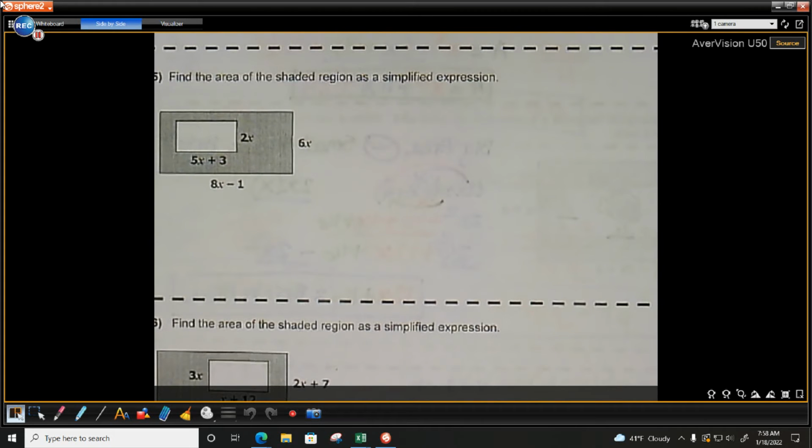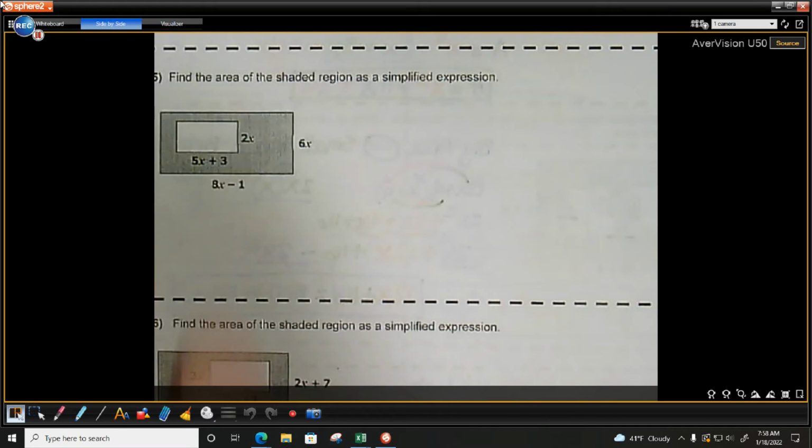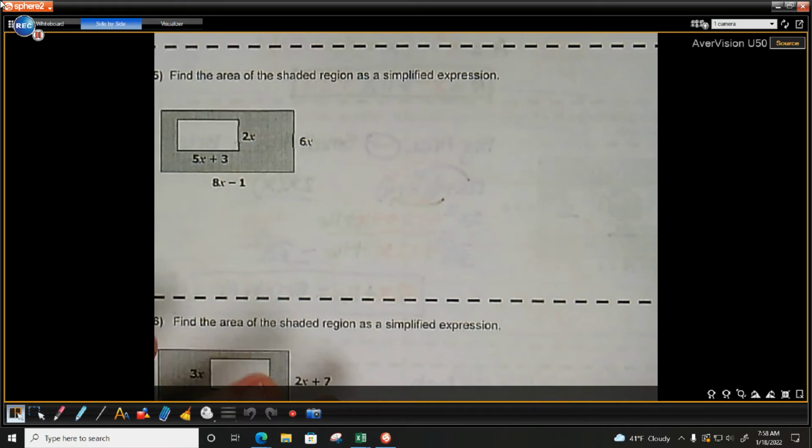Do the area of the big, and then what did you say after that? Find the area of the small, and you subtract the two. You do the big area minus the small area, because is that small area shaded? No, so we have to cut that out. So we have to subtract it.